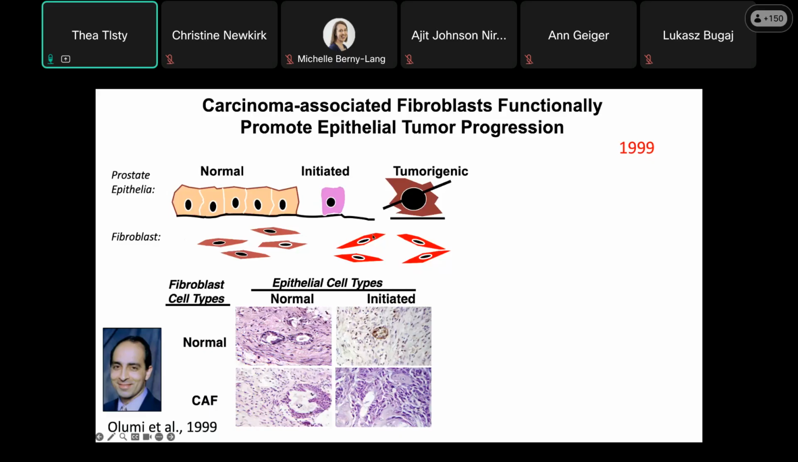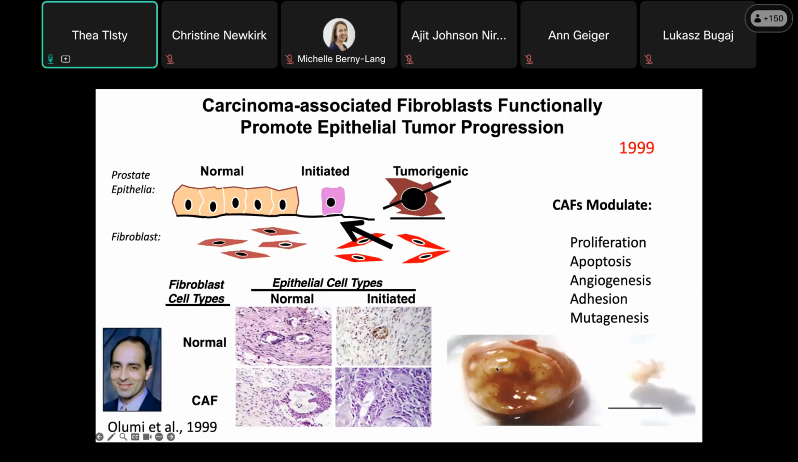So that said that these fibroblasts were sending signals that were picked up by the epithelial cells that changed their phenotype. When we put the carcinoma-associated fibroblasts with initiated cells, we got a structure that was 500 times larger than the other structures that I've described. And the signals that were being sent told those cells to proliferate, to trigger angiogenesis and mutagenesis, turn off apoptosis. And you can see here that the epithelial architecture is completely disrupted. This looks exactly like a prostatic adenocarcinoma.